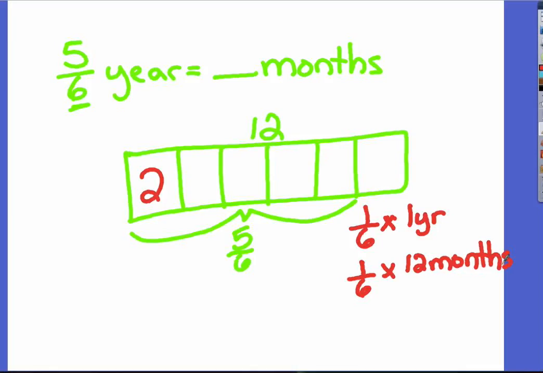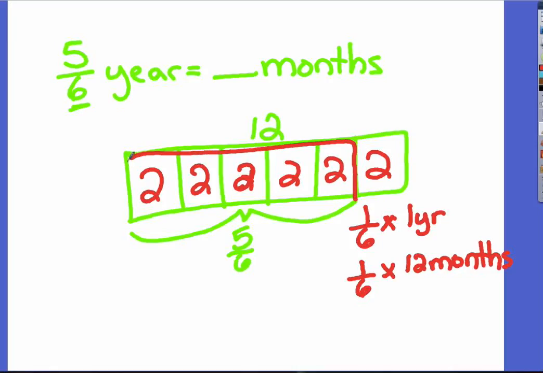But what would 5/6 equal? We know every single one of these is 2. 2, 4, 6, 8, 10, 12. You can always double check. That's how you double check your work. Make sure all of them add up to the same number on top. What's 5/6? 10. Okay, so let's count: 2, 4, 6, 8, 10. Or you could say 2 times 5 equals 10. So 5/6 of a year equals 10 months.